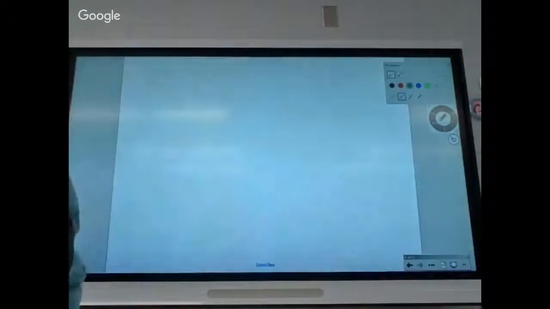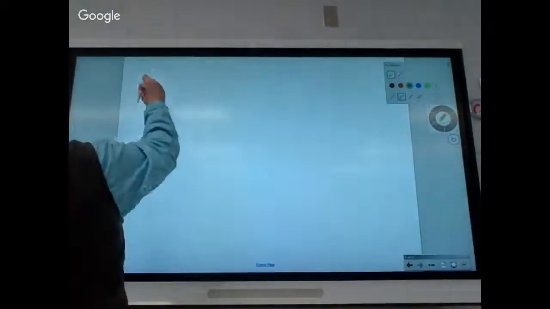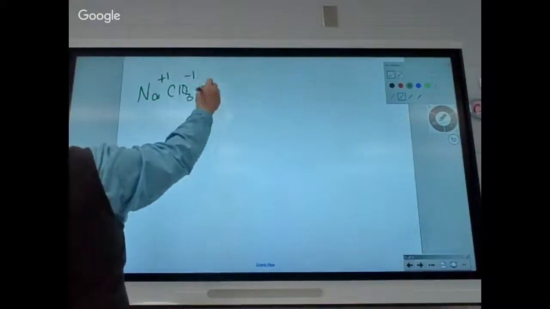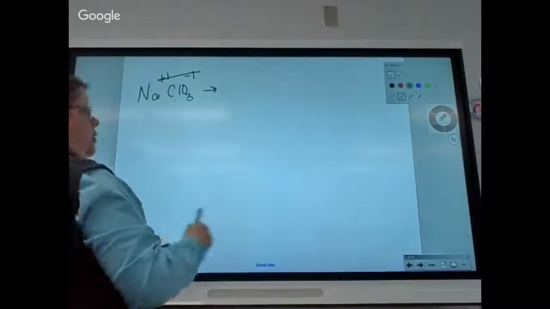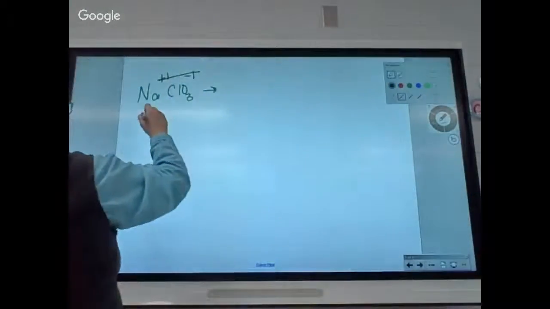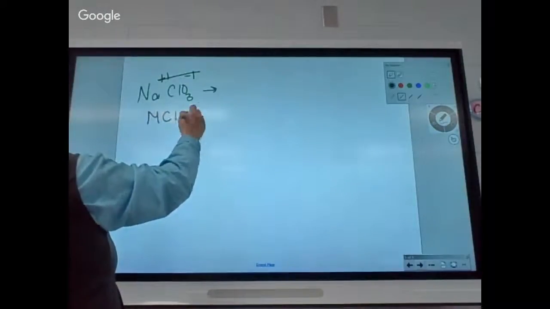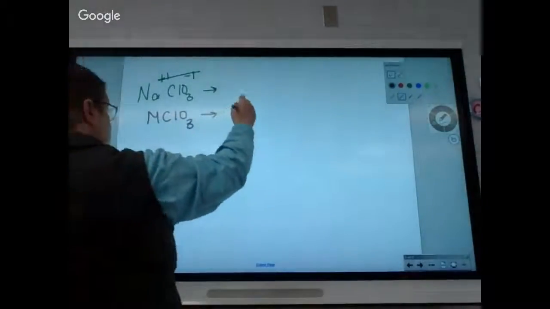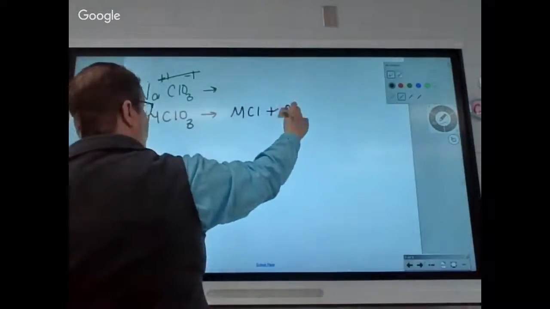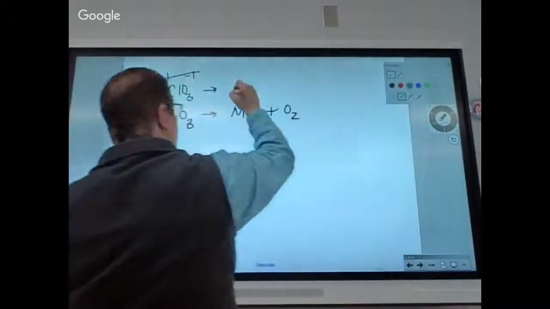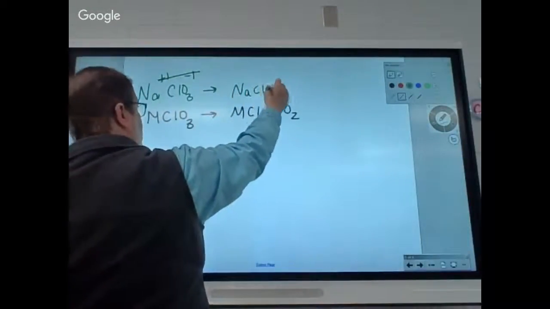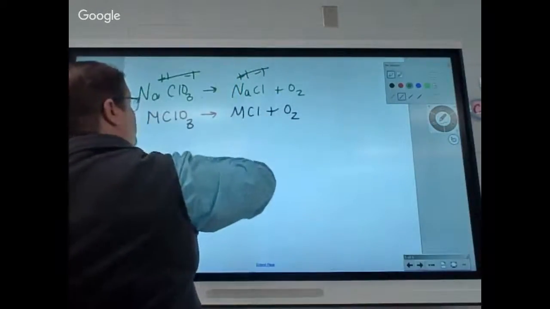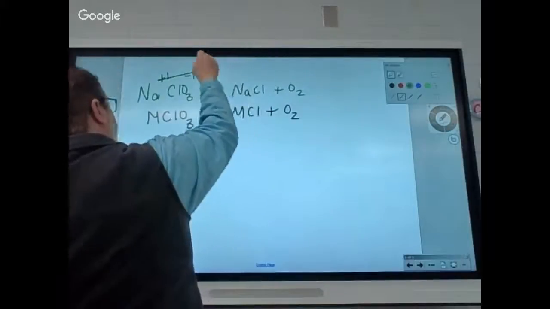You have sodium chlorate decomposes. Sodium is Na with a +1. Chlorate is ClO3 with a -1. Those cancel out. When you look on your orange sheet, this is MClO3. What does MClO3 break down into? So that means this is going to become NaCl plus O2. That's +1 and -1, so those cancel out also. Everybody good with that? All right.